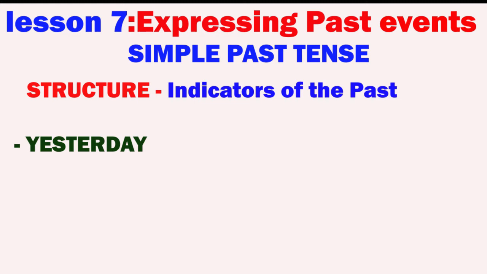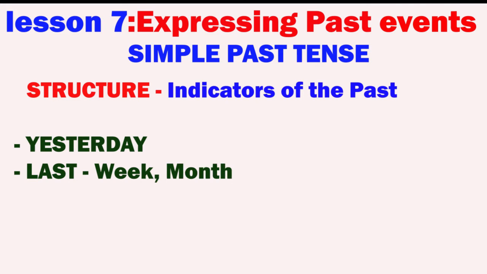Also, we have another indicator which is last. Last, which in Swahili means iliyopita. Okay, so you can use last to express past events. For example, you can say last week, which means wiki iliyopita, or you can say last month, which is mwezi uliopita, or last year, or last whatever. But the word last is there to indicate that the events or the actions that you are talking about are of the past.